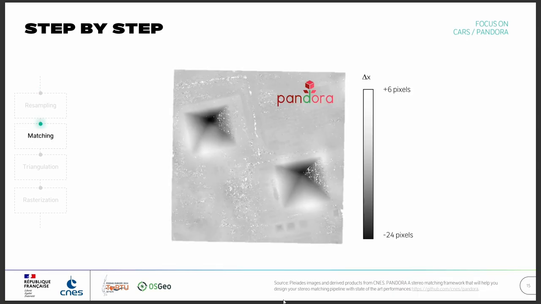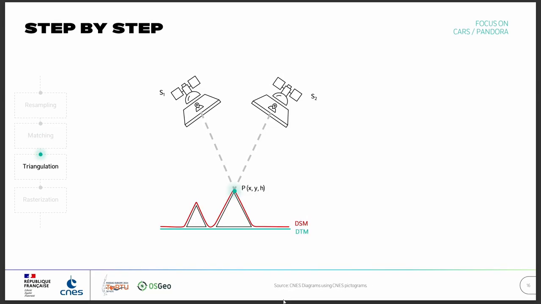After that, we match for each pixel in the left image the corresponding pixel in the right image, and we obtain a disparity map which contains all the shifts between the two images, and these shifts are converted into positions.